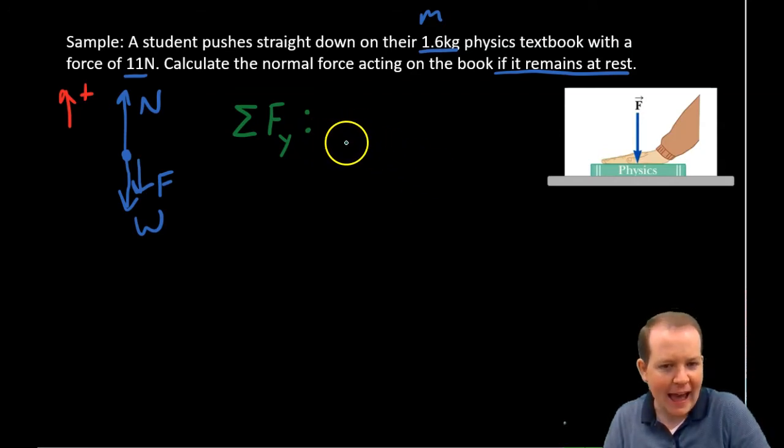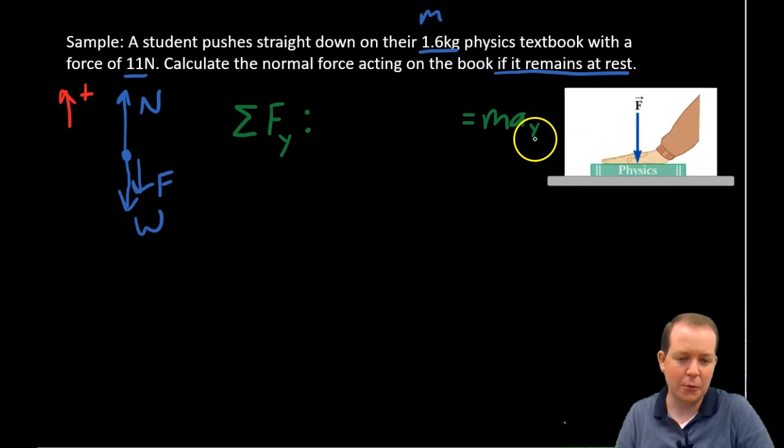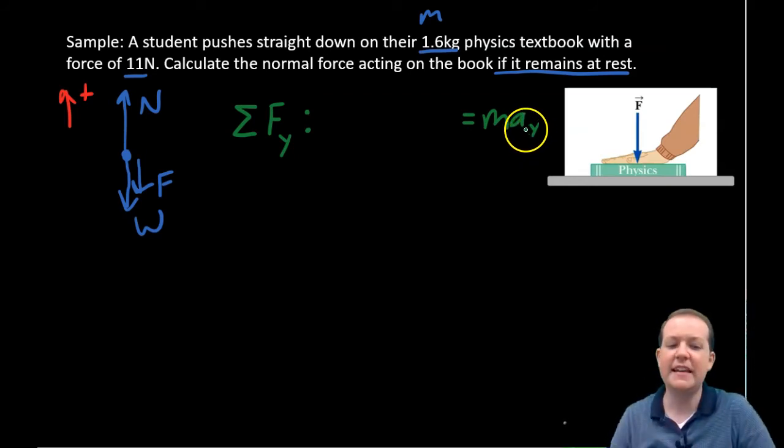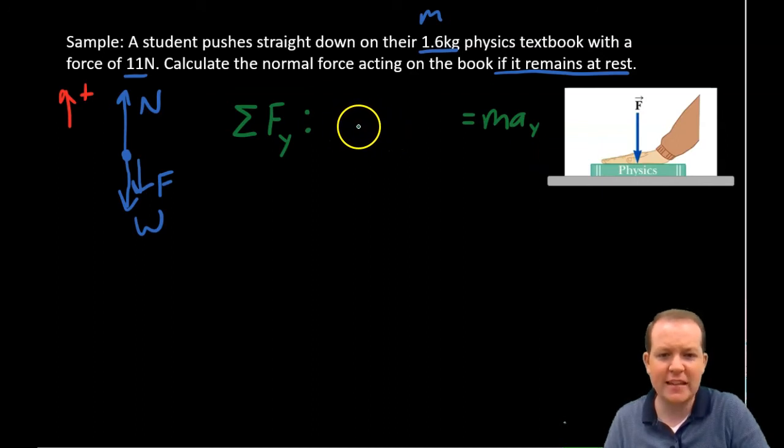So I'm going to add up all the forces, and by Newton's second law, the sum of those forces is equal to ma. The mass of the object times its acceleration. Again, they're vectors, the acceleration in the y direction. Okay, so what forces are acting vertically? Well, there's a normal force. Should the normal force be positive or negative? It should be positive because it's acting in the positive direction.